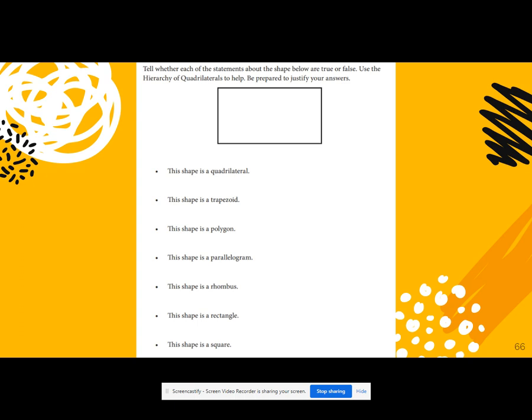Is this shape a quadrilateral? True or false? True. But now justify it. How do we know it's a quadrilateral? Because it has 4 sides. Right? Pretty easy.